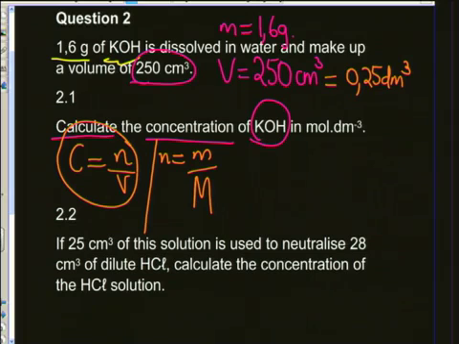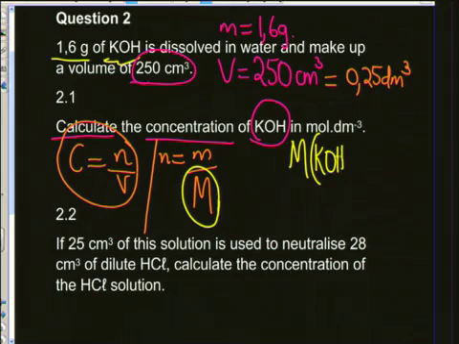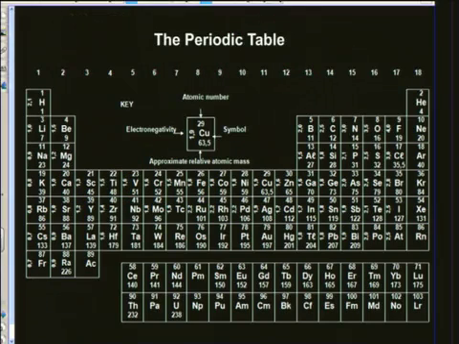And once again, I see that I still don't have the molar mass, but I can work it out because I know I'm dealing with potassium hydroxide. So the molar mass of potassium hydroxide, I can find it. And how do I do that? Let's just have a look here. I will need a periodic table here.